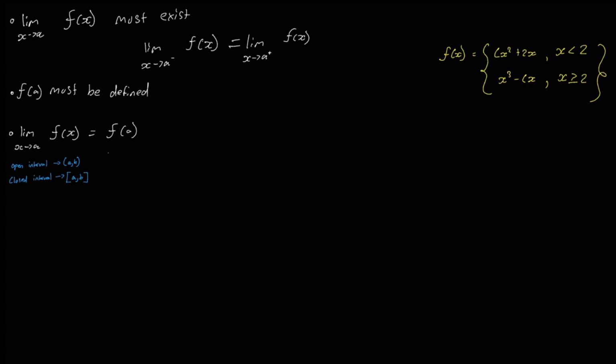So let's say a question asks for what values of the constant c is the function continuous on the open interval negative infinity to infinity. So to solve this question, we can look at our rules for continuity. And we can write that the limit as x approaches a from the left of f of x must be equal to the limit as x approaches a from the right of f of x.